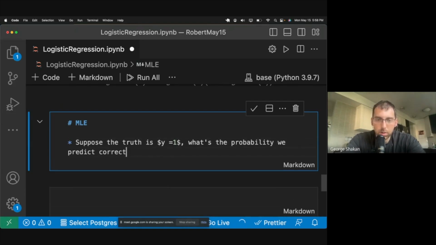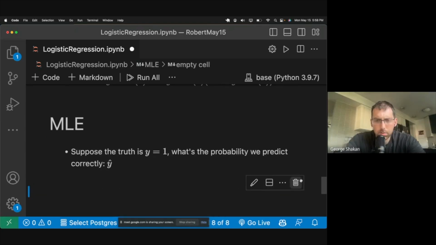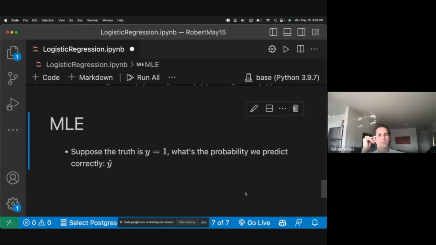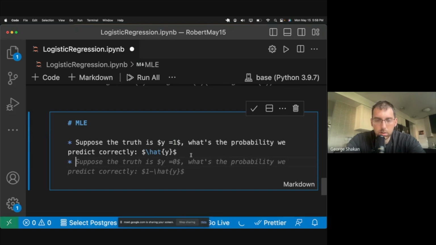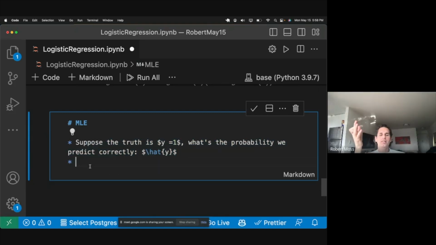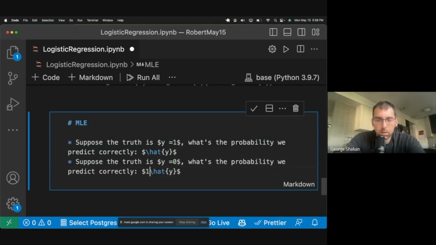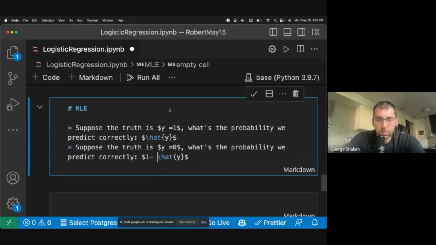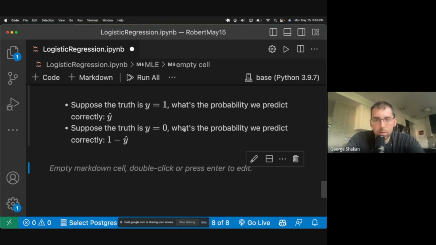And it's exactly going to be y hat. Does that make sense? And then what about if y equals 0? And we predict 0.66. It's going to be 1 minus the probability. Yeah, 1 minus probability, exactly. So there we go. Let's keep that. Okay, so if y is 1, the probability we predict correctly is y hat, and if y is 0, the probability we predict correctly is 1 minus y hat.